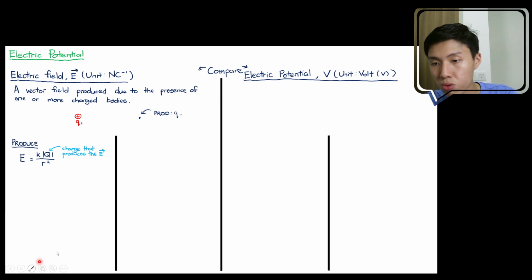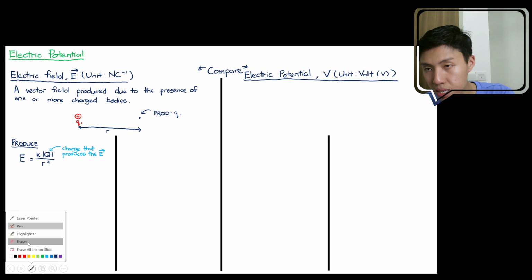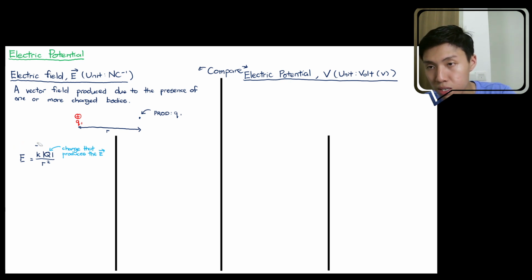To add some context, this is the distance that we have right now. This is the distance r. This is how we determine the magnitude, the so-called electric field strength. Right now I'm talking about the magnitude.